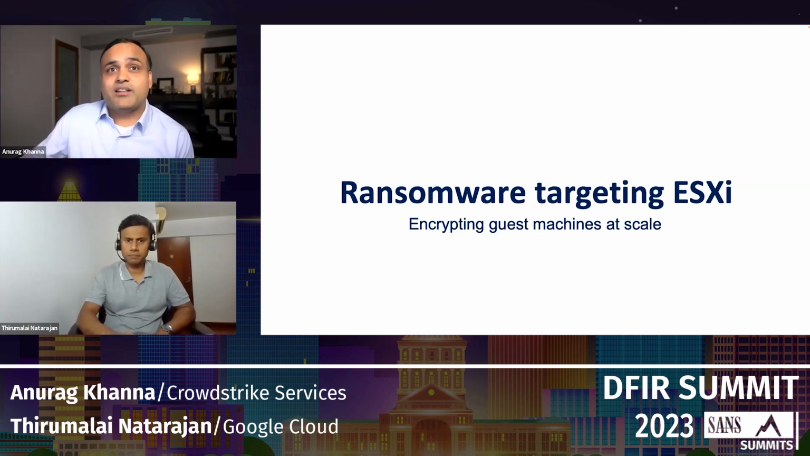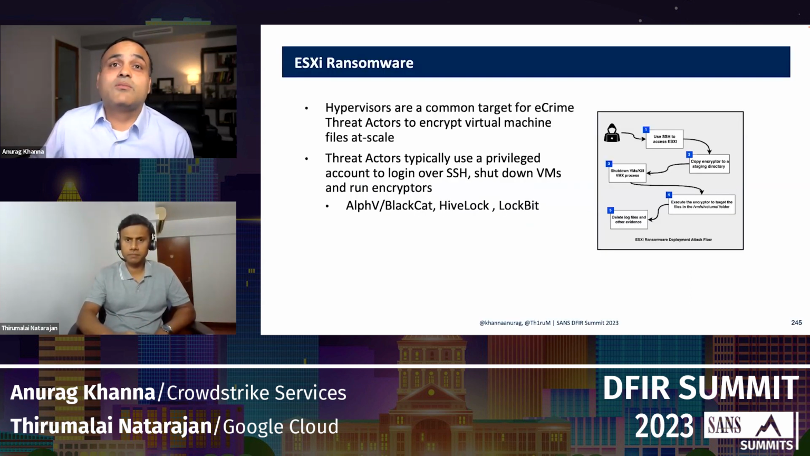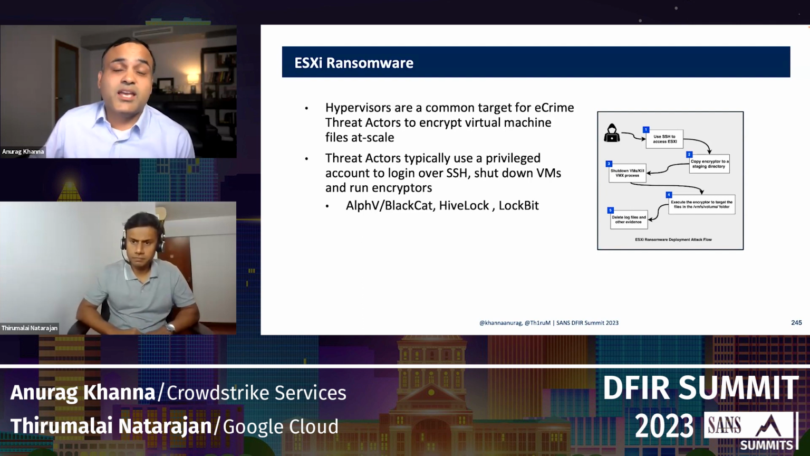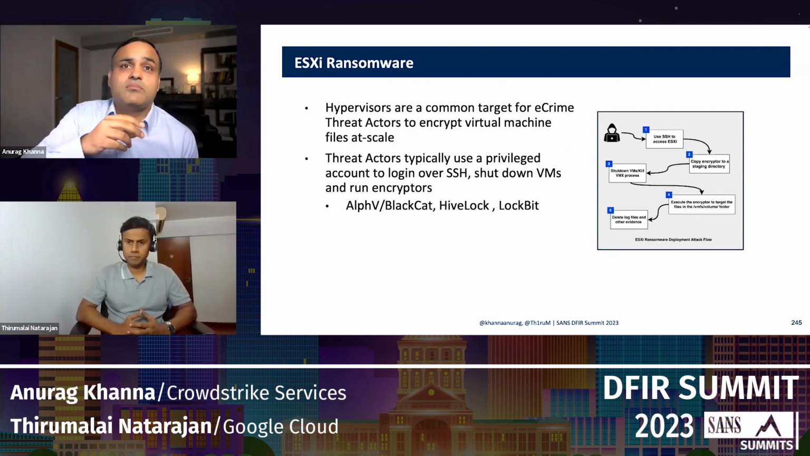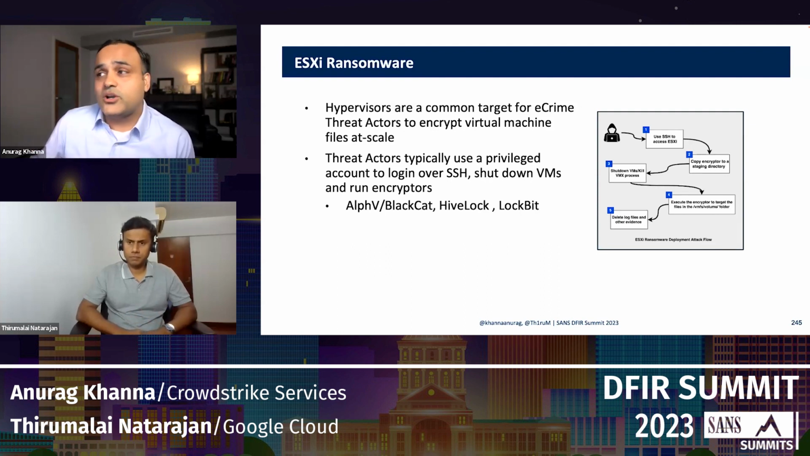Ransomware threat actors have been targeting ESXi to encrypt virtual machines at scale. Usually, a threat actor gains access to the ESXi over SSH, either because the SSH was enabled by a system administrator or because the threat actor accessed it over HTTPS and enabled the SSH option. Once they are in, they copy the encryptors, typically to a staging directory, and then they kill the virtual machines that are running. Why do they do this?